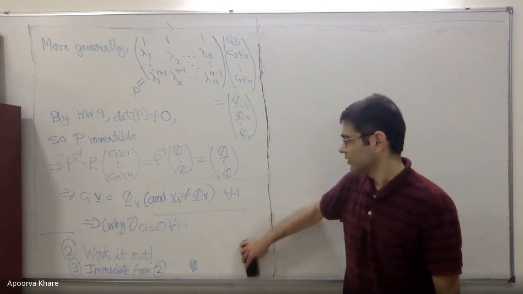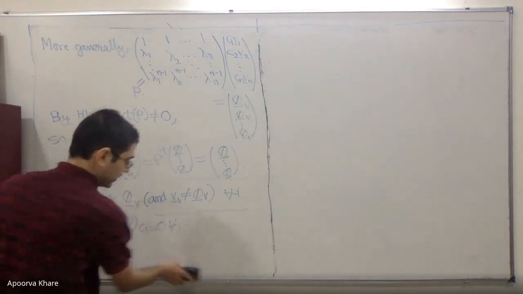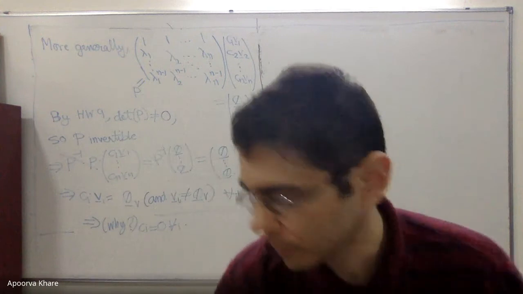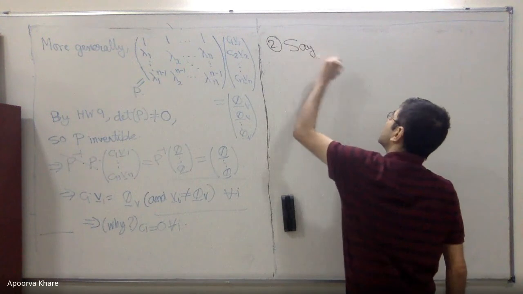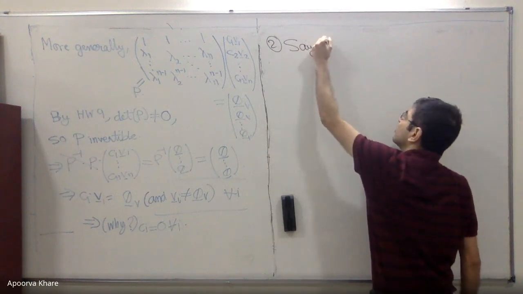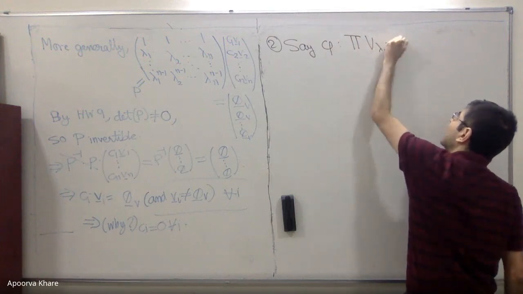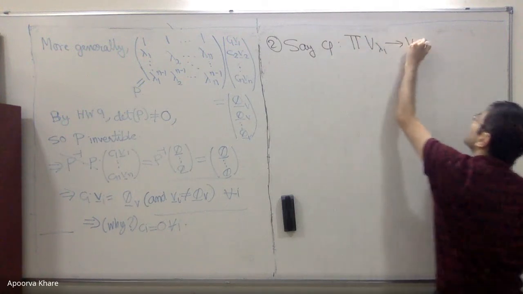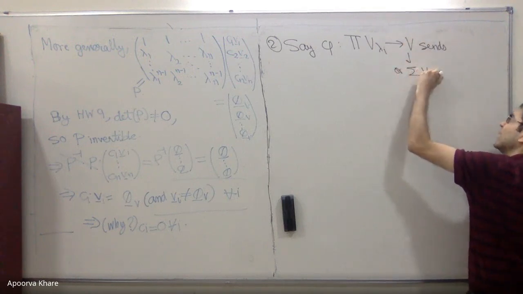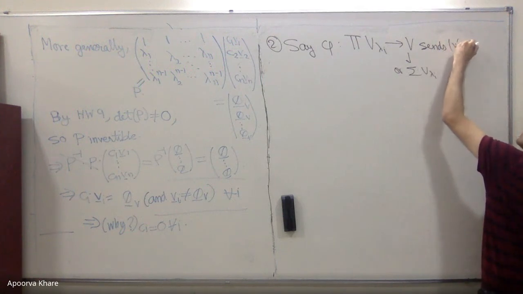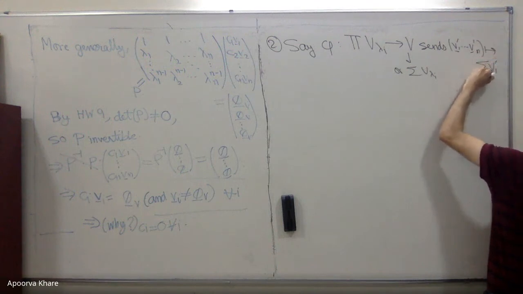Maybe I'll write this down. It's basically trivial, but one has to say it a little carefully. So, part 2. Say phi from the product of the V lambda i to V, or to the summation of V lambda i, sends (V1' through Vn') to the summation of Vi'.